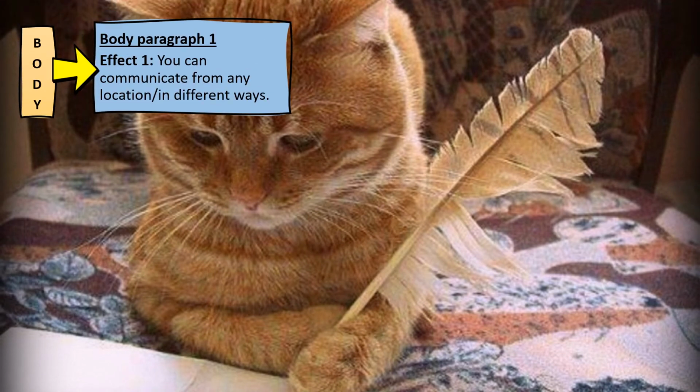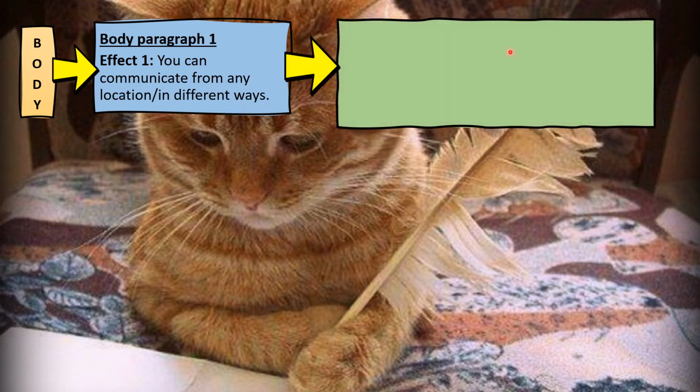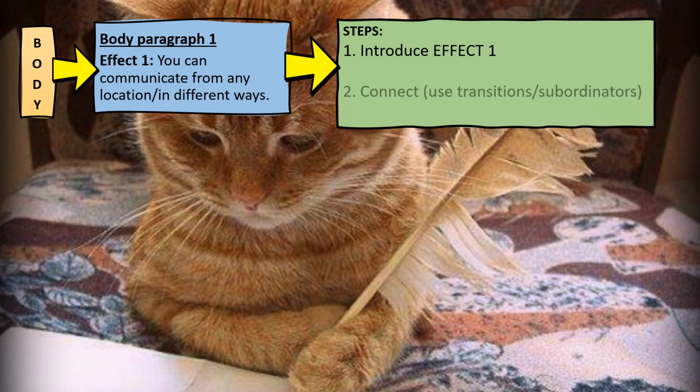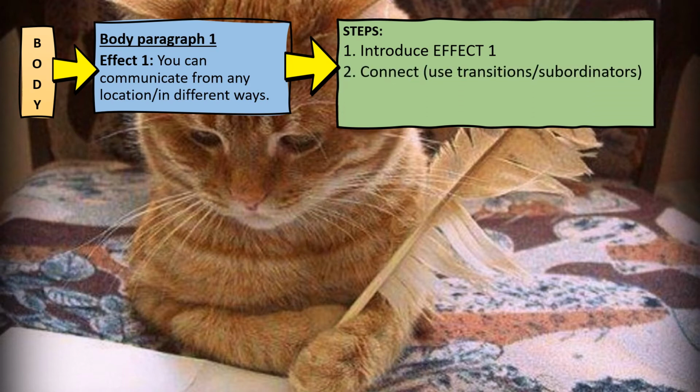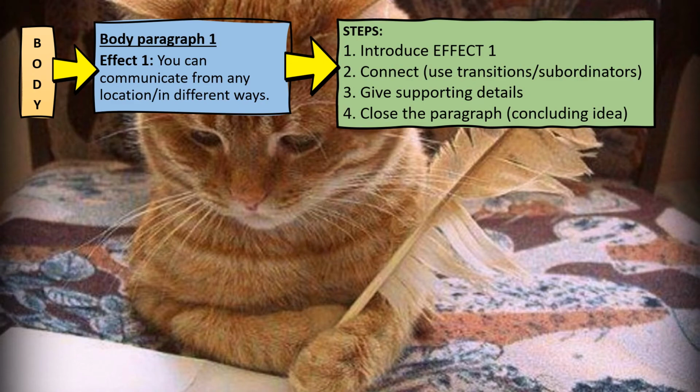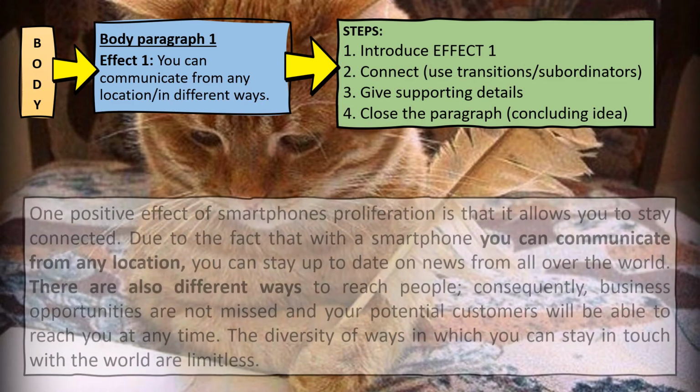So in my body paragraph number 1, I'm going to focus on this effect: you can communicate from any location in different ways. And for that, we need to follow some steps. The first step is to introduce the effect with some of the phrases that I gave you in the previous slide. Then we can connect using transitions or subordinators, in this case, the ones that we have in the book: as a consequence of, due to the fact that, consequently, as a result, etc. And then we're going to give supporting details. Finally, we're going to close the paragraph with a concluding idea.